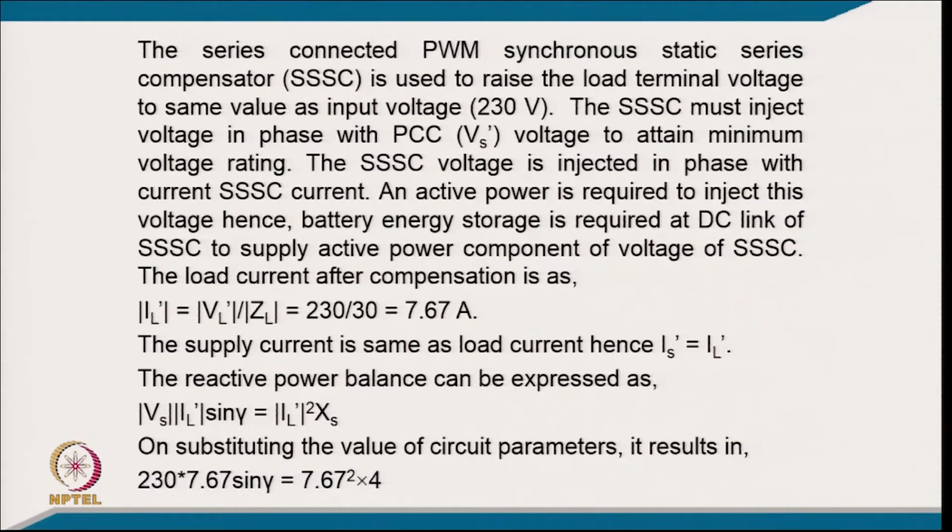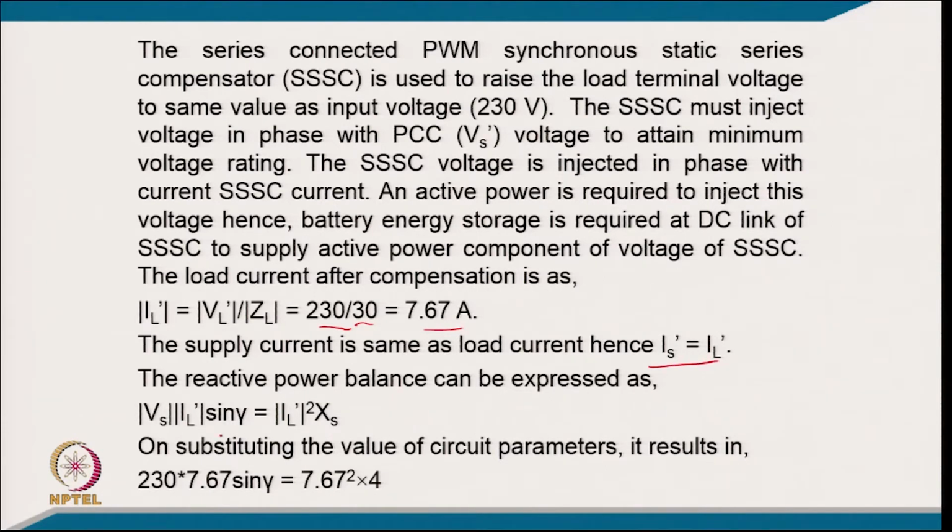So, a series connected PWM synchronous static compensator is used to raise the load terminal voltage to the same as the input voltage of 230 volt, and the SSC must inject the voltage at the PCC to attain the minimum voltage rating. The SSC voltage is injected in phase with the current, so active power is required to inject the voltage. Hence, a battery is required at the DC link of the SSC to supply the active power component of the SSC voltage. The load current after compensation, because the voltage is regulated to 230 volt and the load is 30 ohm, comes to 7.67 ampere.